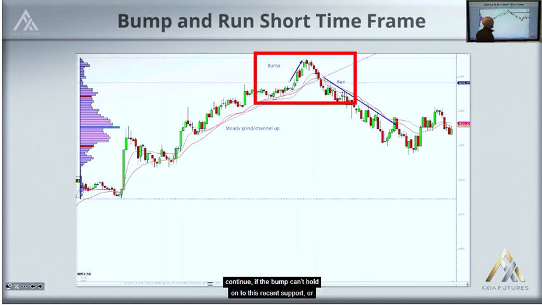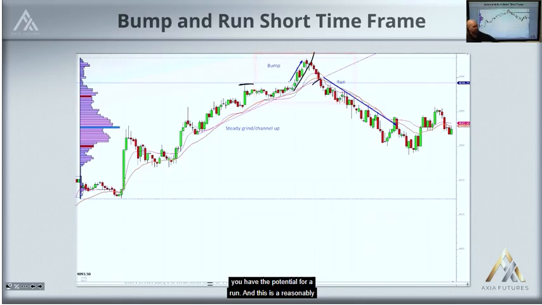If the bump doesn't continue, if the bump can't hold on to this recent support, or this now support, which was resistance, if it can't hold the old trend, there's your kind of bump trend, if you will, then you have the potential for a run. And this is a reasonably small move. It's not a gigantic move, but the run is there.